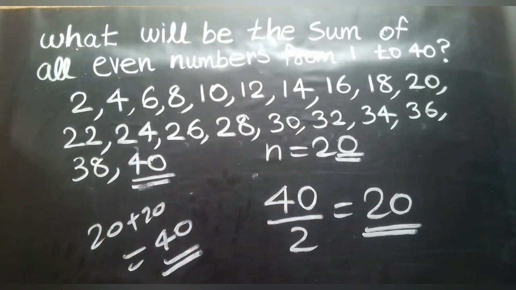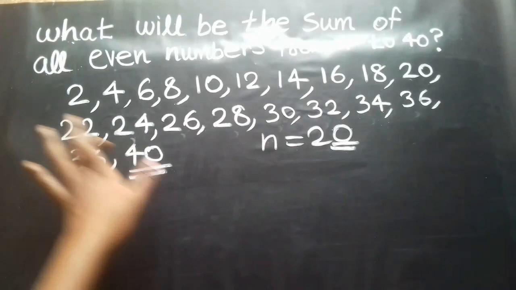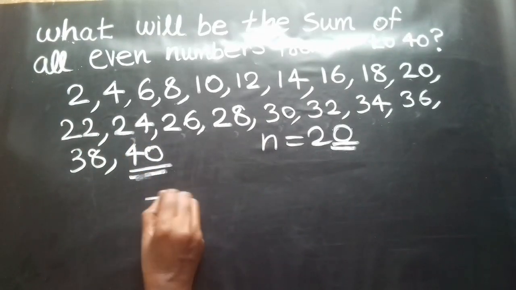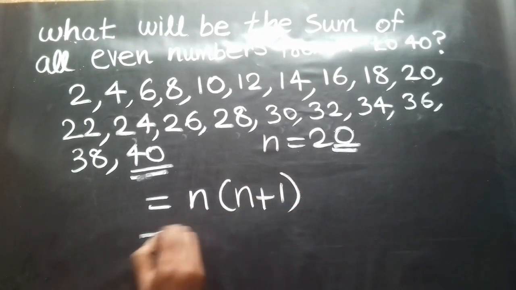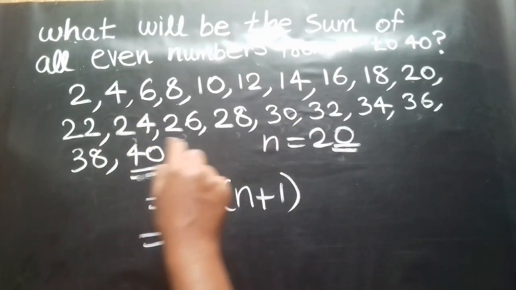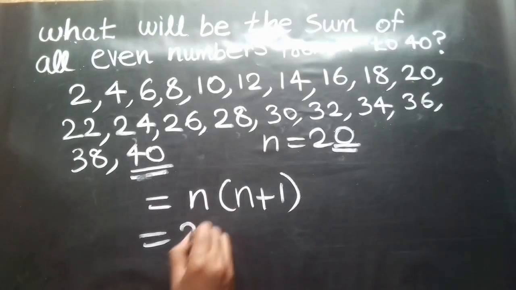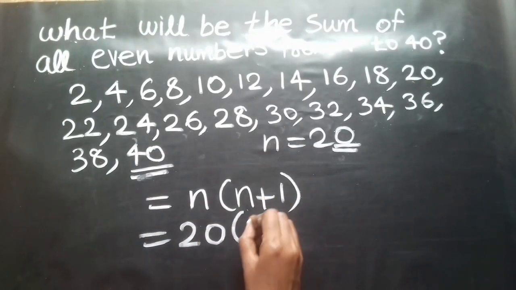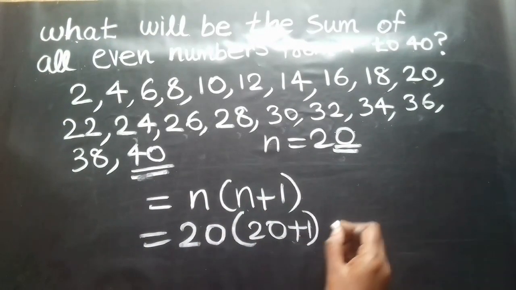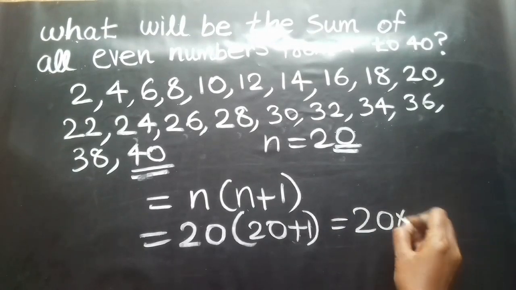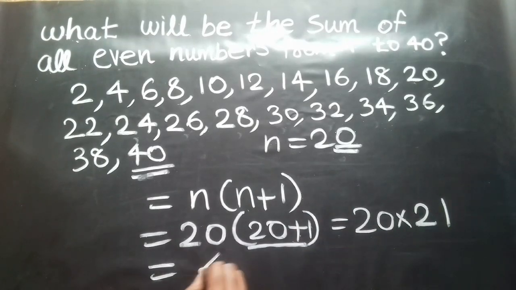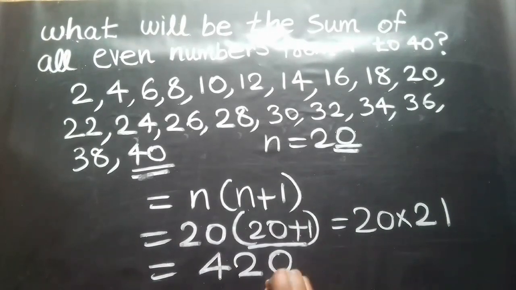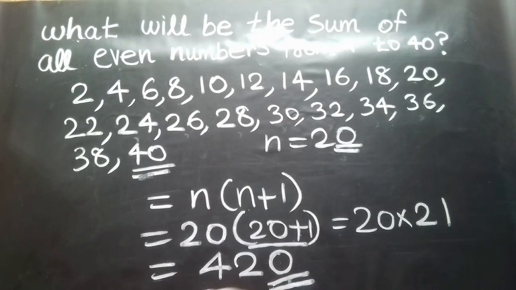The sum of all these even numbers equals n into n plus 1. What is n here? The number of even numbers, which is 20, into 20 plus 1. 20 into 21. When you multiply, you will get 420. In the pairing method also we got the same result.